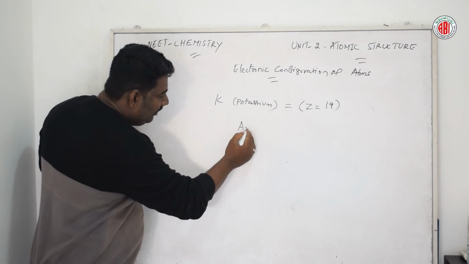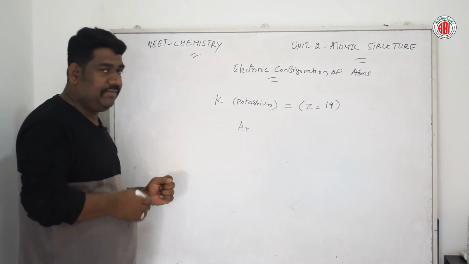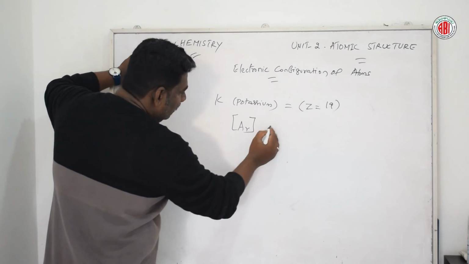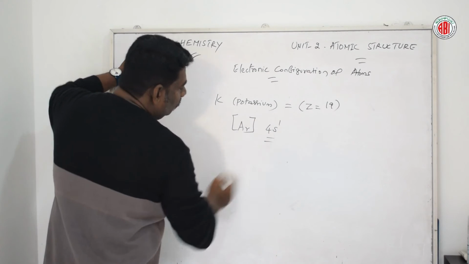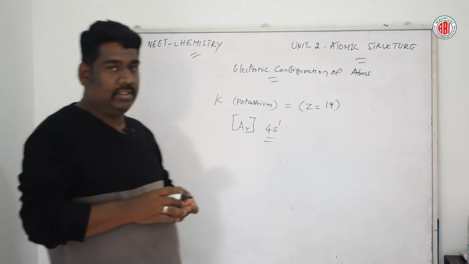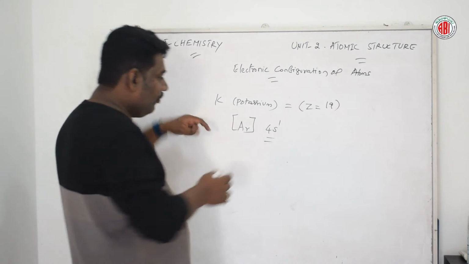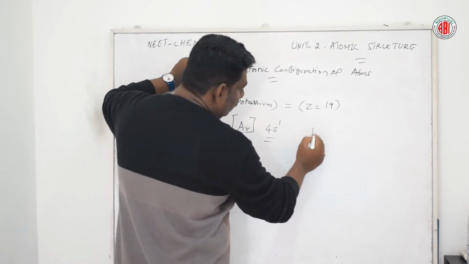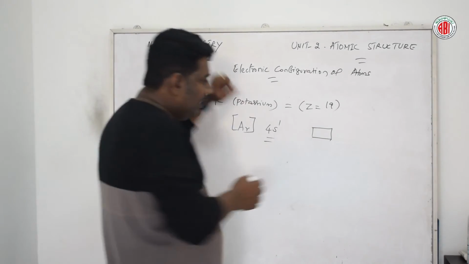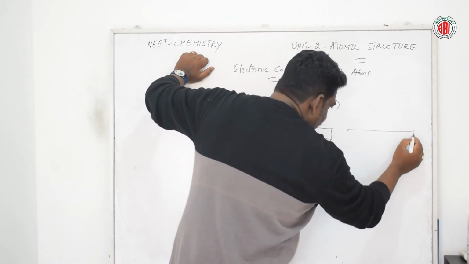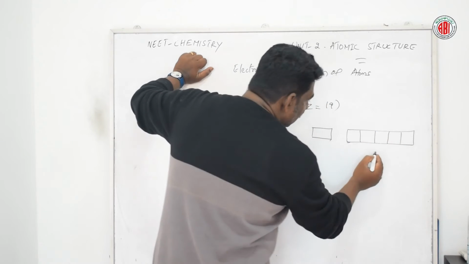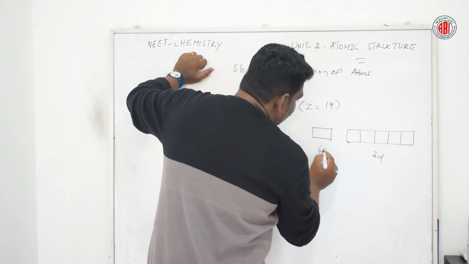Argon we already know according to this electronic configuration. Apart from this, we write the remaining one electron in 4s1. By this way we can write the electronic configuration of potassium. Here 4s and 3d are there. 4s, this is 1, and the 3d orbital has 5 sub-cells: 1, 2, 3, 4, 5. So this is 3d and this is 4s.